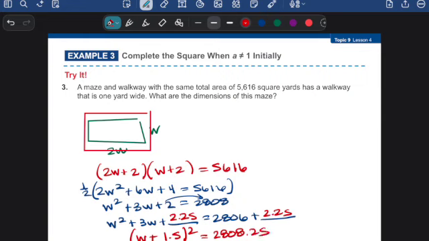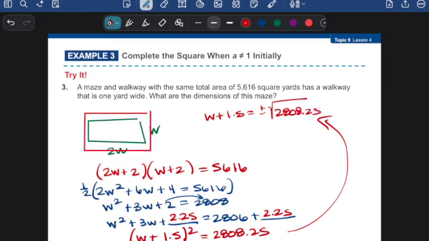And I'm going to take the square root of both sides. So w plus 1.5 equals the positive and negative square root of 2808.25. And then I'd subtract, so it'd be negative 1.5. I know I can't subtract another number and have a negative width, so I'm only going to add. The only viable answer would be adding the square root of 2808.25. And if we do that calculation, w is going to equal approximately 51.5 yards. And then you can get the length, double it, so it'd be about 103 yards for the length.